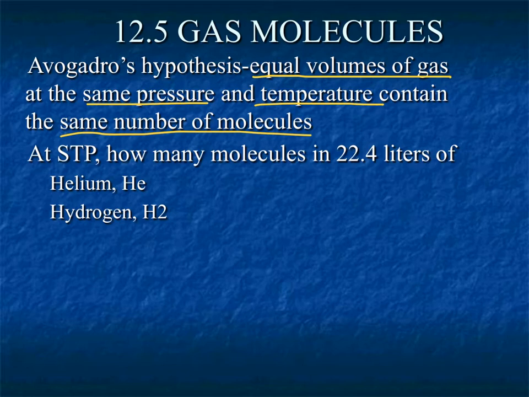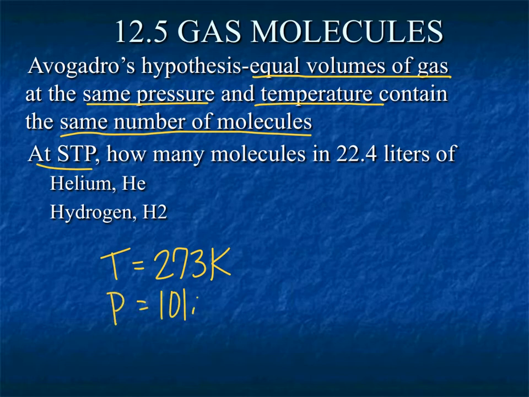So here's an example. At STP, remember STP stands for standard temperature and pressure. Let's review that because you'll need to know it to answer some of the questions on your homework. Standard temperature, remember, is 273 Kelvin, and standard pressure is 101.3 kilopascals, and that's what we will mostly be using for this chapter. All right, so at STP, how many molecules are in 22.4 liters of helium, and how many molecules will be in 22.4 liters of hydrogen? So the conditions are the same.